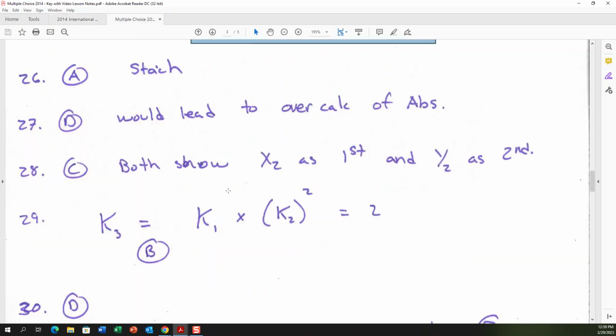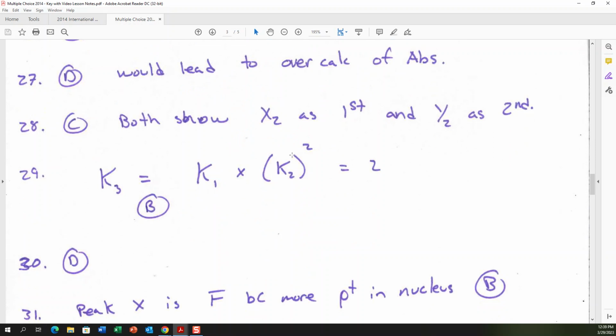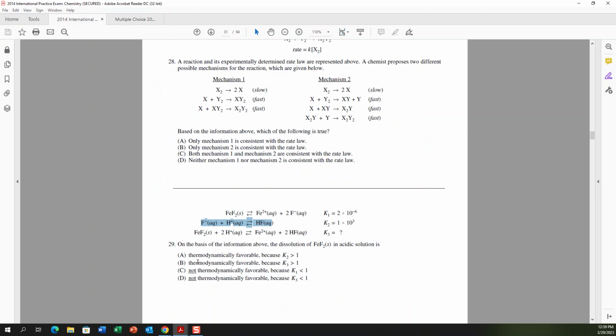So K1 times K2 squared comes out to be 2, so its equilibrium constant is greater than 1, so it would be thermodynamically favored, and it's because that equilibrium constant, K3, for this reaction is greater than 1.